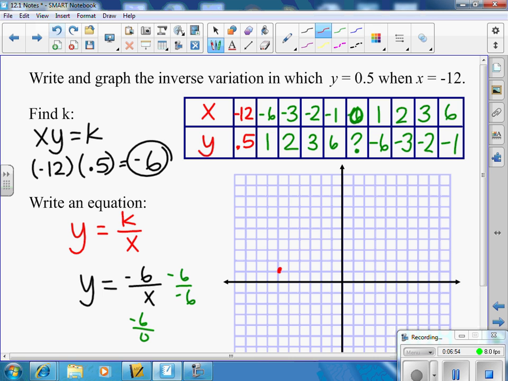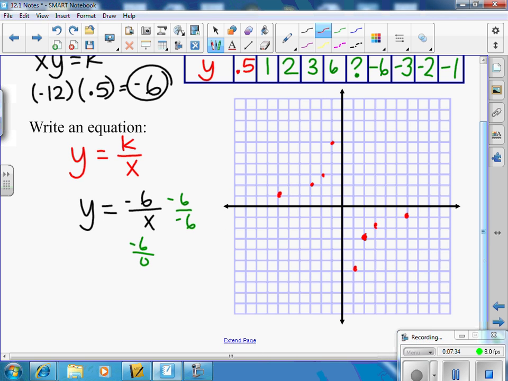And then we plugged in negative 3 and 2. And then negative 2 and 3. And then negative 1 and 6. And then that 0 was undefined. It's not possible. Can't happen. And then we went from 1 to negative 6. And then it was 2, negative 3. 3, negative 2. And then 6, negative 1. So we get this weird looking graph that we've never seen before.